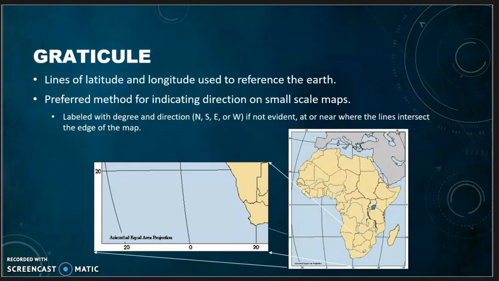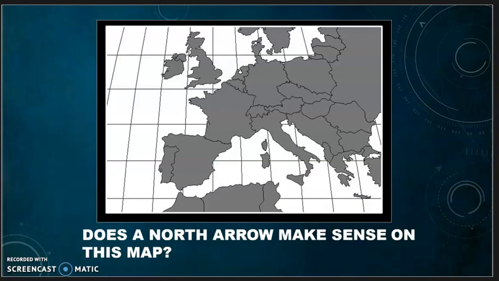They're using the graticule to determine north, south, east, and west by longitude and latitude. And a north arrow isn't necessarily needed because it's just already known.